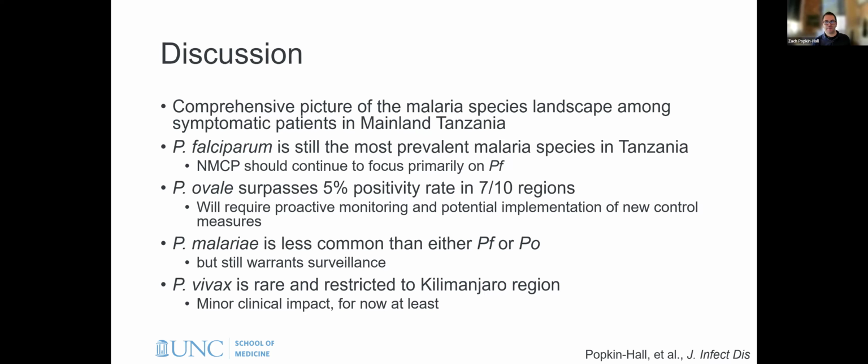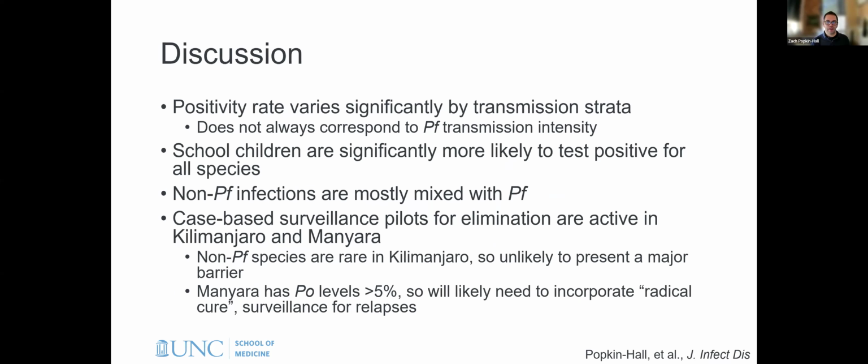Plasmodium malariae is less common than either PF or PO, but still warrants surveillance, given that we do see it at those low levels all over the place. And PV, however, is still very rare, and we only found it in those 3 samples in Kilimanjaro region. So for now, at least, it seems like in Tanzania, PV has a very minor clinical impact and is not a major consideration for control and elimination activities.